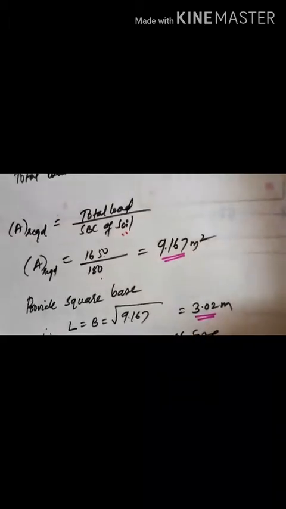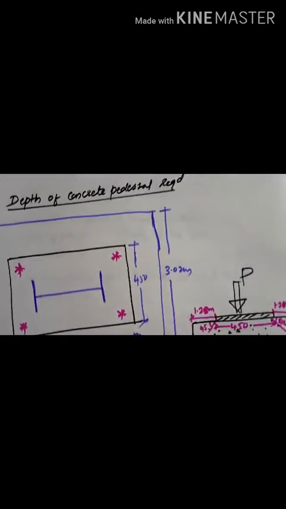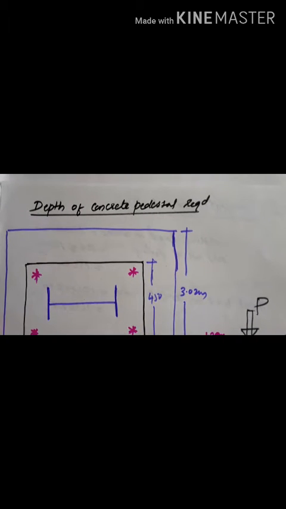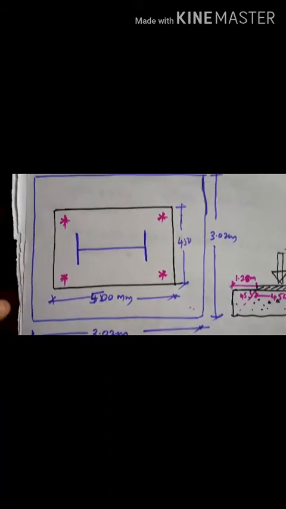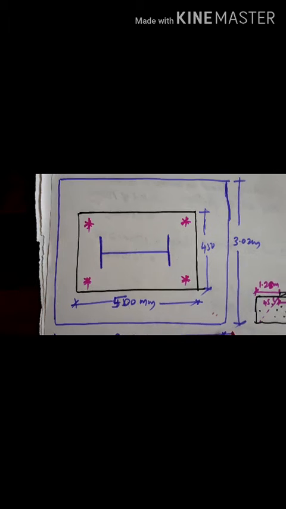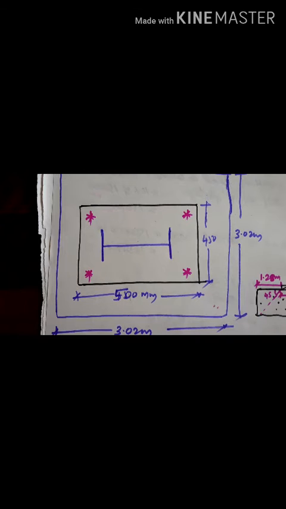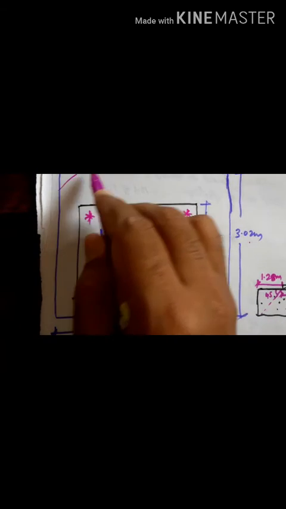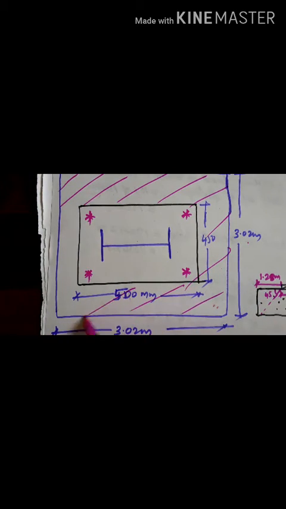Okay. After getting the concrete pedestal size, then what is the depth of concrete pedestal required? Then you draw it. See, here I have drawn 3.02 meter, and this is 3.02 meter, length into breadth. This is the concrete pedestal.